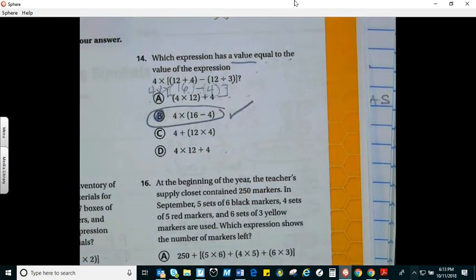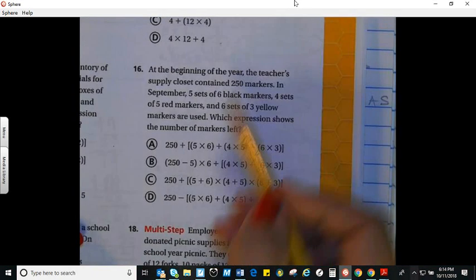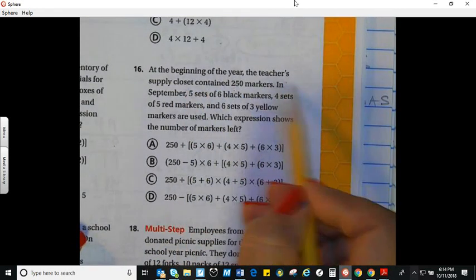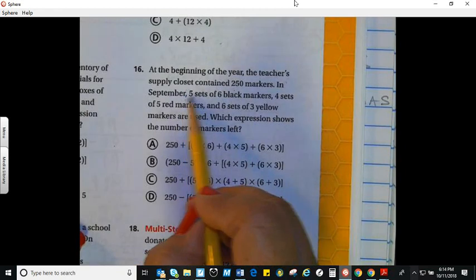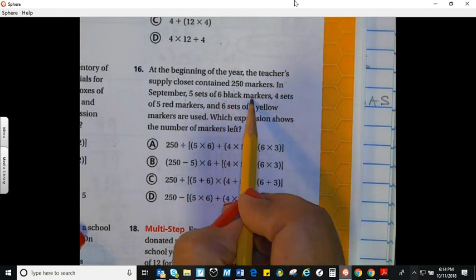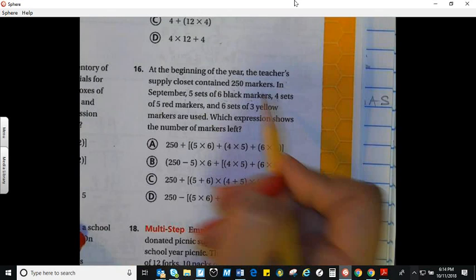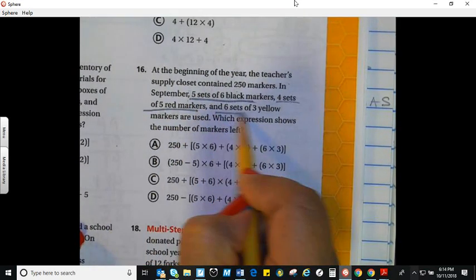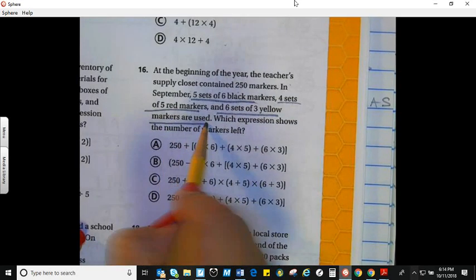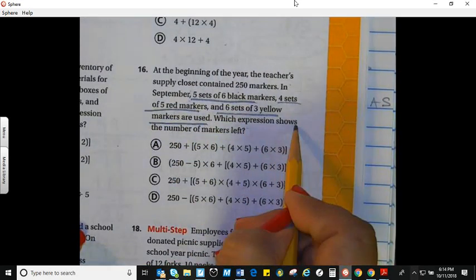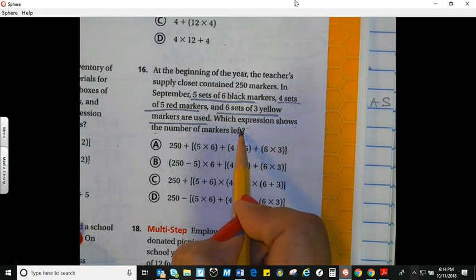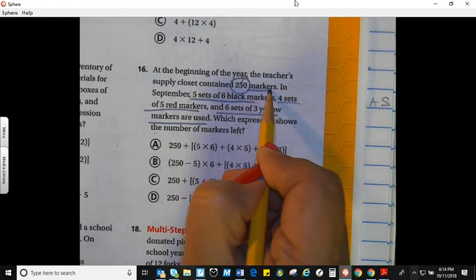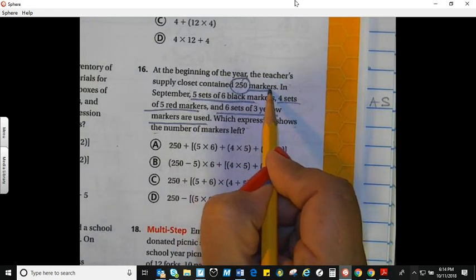Going to 16. At the beginning of the year, the teacher's supply closet contained 250 markers. In September, 5 sets of 6 black markers, 4 sets of 5 red markers, and 6 sets of 3 yellow markers are used. Which expression shows the number of markers left? Okay, so how many did I start off with? 250. So I started off with 250.